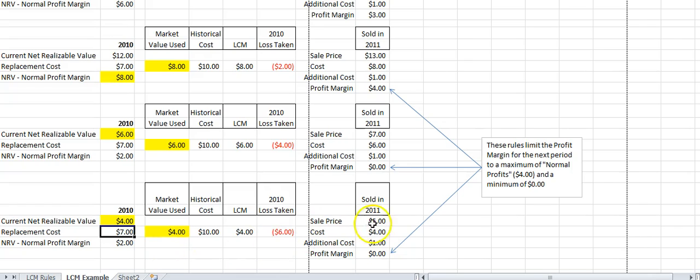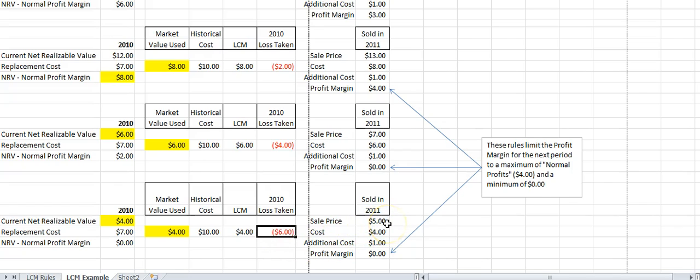So in this case, sales price is 5, additional cost is 1, so current net realizable value is going to be 4, right? Current net realizable value minus normal profit margin is going to be, in this case I got this wrong, it should be 0, right? 4 minus 4 is 0. And replacement cost is 7. So if we line these up, this is going to be the number in the middle. We'll use this as a market value, compare it to historical cost. That's going to be the lowest, so you're going to use this as your new inventory value. You're going to recognize $6 in loss in 2010.